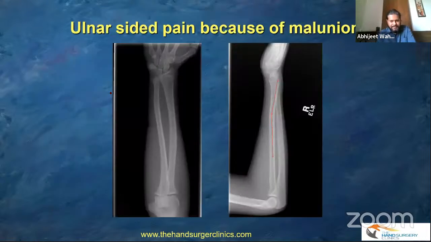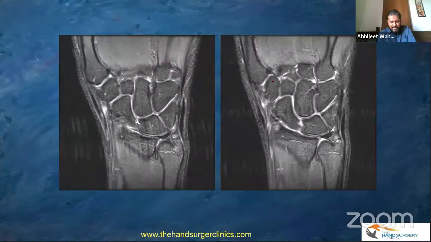You may also have ulnar-sided pain because of a malunion, especially in the pediatric age group. And once the growth has been completed, the malunited radius will cause DRUJ instability. There is no injury to the ligaments per se, but the malunion causes DRUJ instability or incongruency, and that will lead to pain. So you can see in this particular patient, the TFCC is intact.